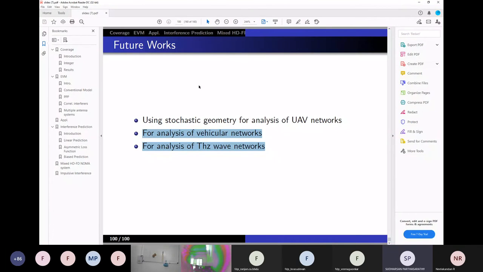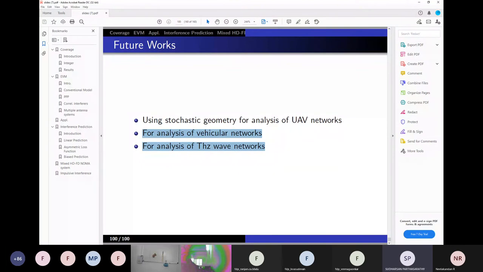So what are the future areas where you can apply stochastic geometry? Stochastic geometry can be used for analysis of UAV networks, right? So we have all these UAV base stations in 5G and 6G. You can assume that the locations of the base stations are random. So that is something which stochastic geometry can be applied to.